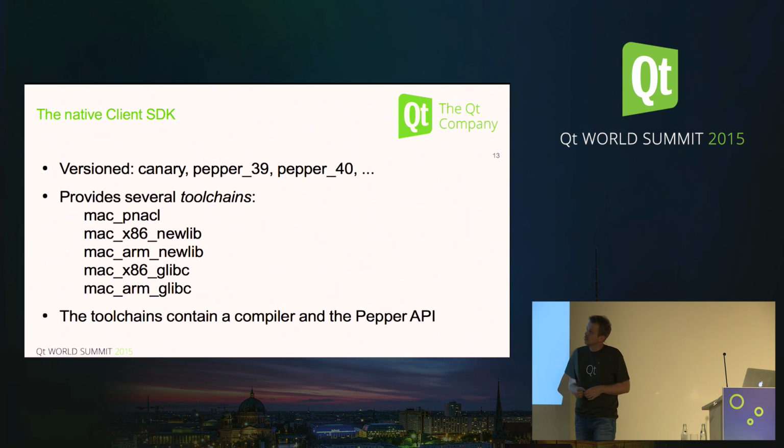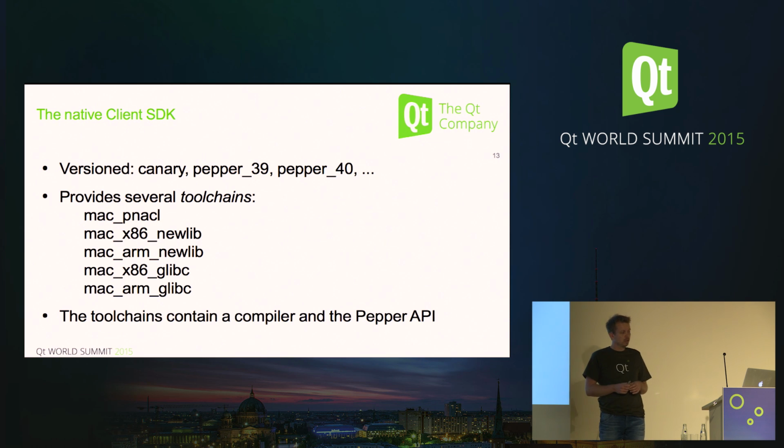The SDK is versioned like Chrome. There's a canary version. When you download the SDK, you get an updater script, and you run the updater script, and it will download the stable version. This could be Pepper 40, for example. I think there's a new update every 6 weeks, the same update cycle as Chrome has.